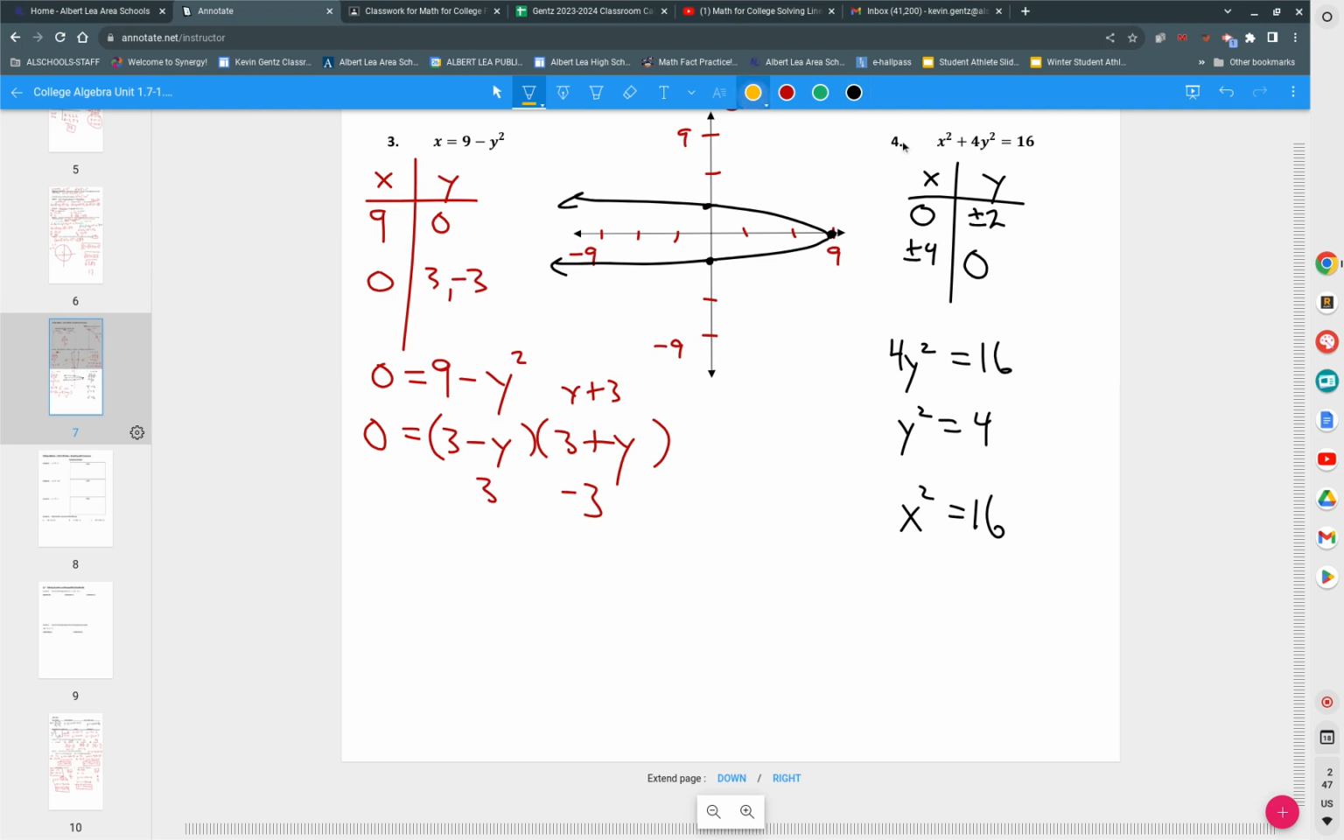As I plot these points, I have plus or minus 2, plus or minus 4. Anybody want to suggest what kind of shape that makes? Oh, wait. I made the oval. Oval. An oval, and actually mathematically we call it an ellipse. This is an ellipse. There you have it.